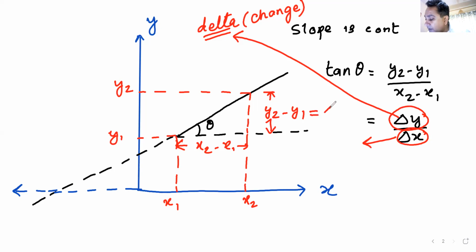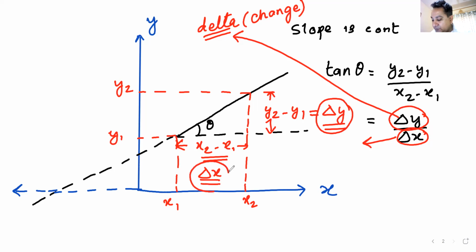y2 minus y1 is delta y. I have written it here. And x2 minus x1 would be delta x. I have written it here. So my tan theta becomes delta y by delta x. Am I clear with this concept? Tan theta means delta y by delta x. Yes or no?